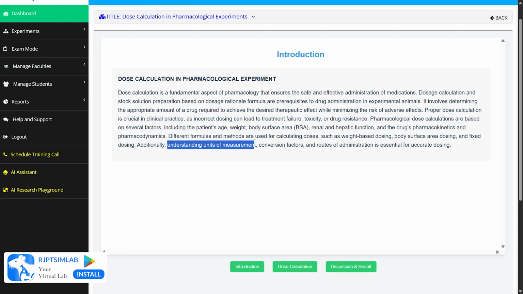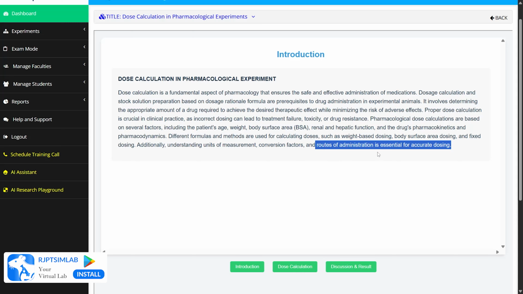Additionally, understanding units of measurement, conversion factors, and routes of administration is essential for accurate dosing. Moreover, understanding the units of measurement: when we are calculating our drug, it is not measured in kilogram. It is measured in milligrams or grams. So when we convert these units, we have to carefully understand which unit we are converting to. Then conversion factors. We have to verify the conversion factors when we are converting from gram to milligram or from milligram to gram.